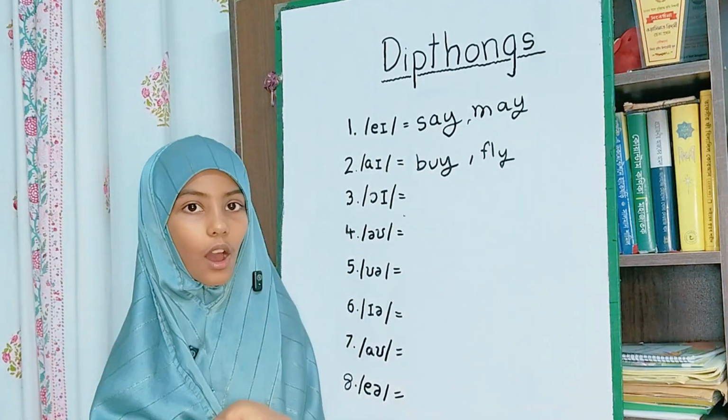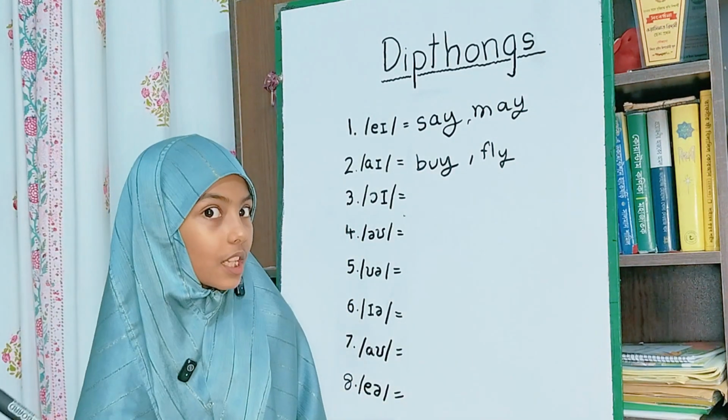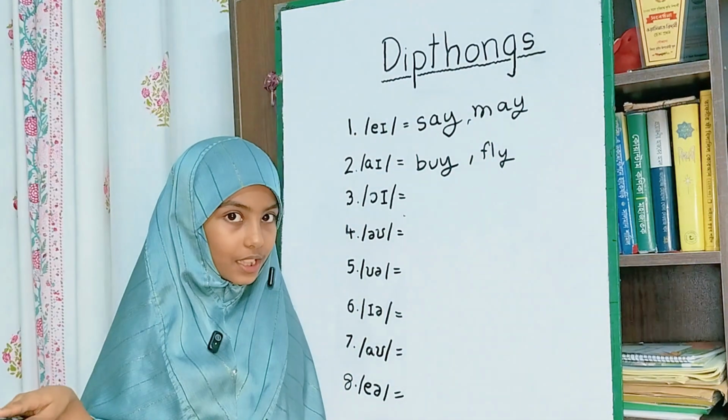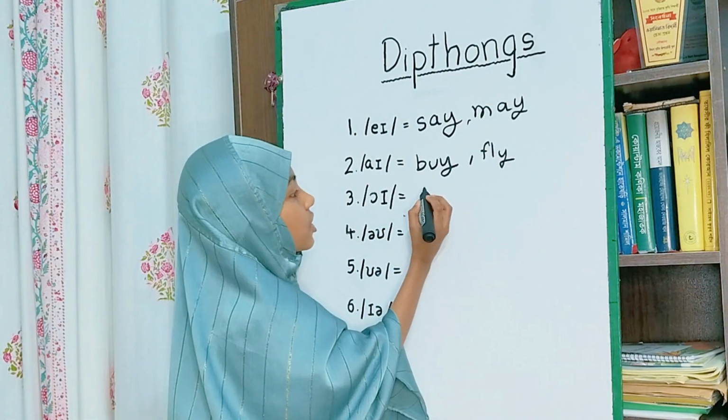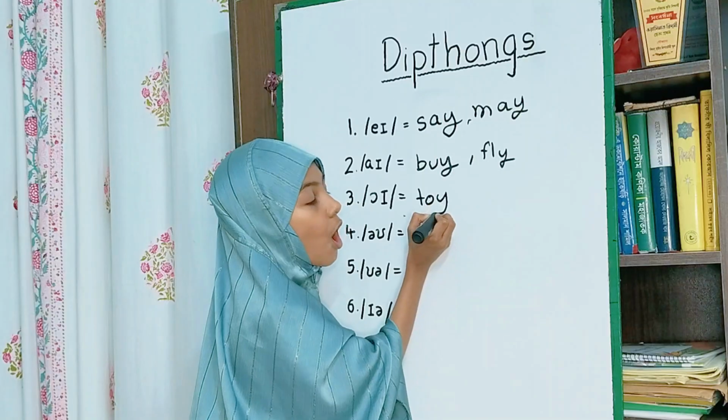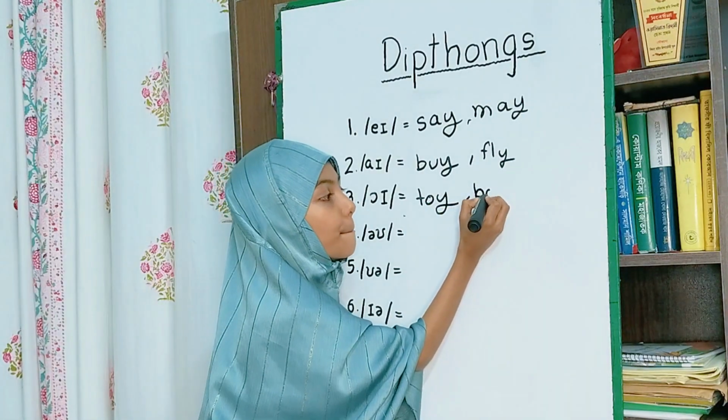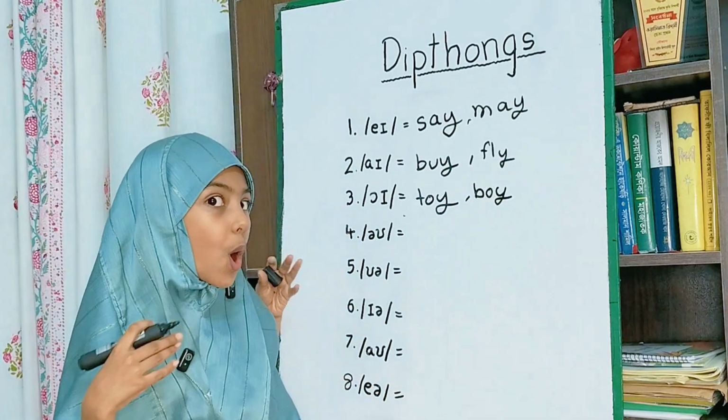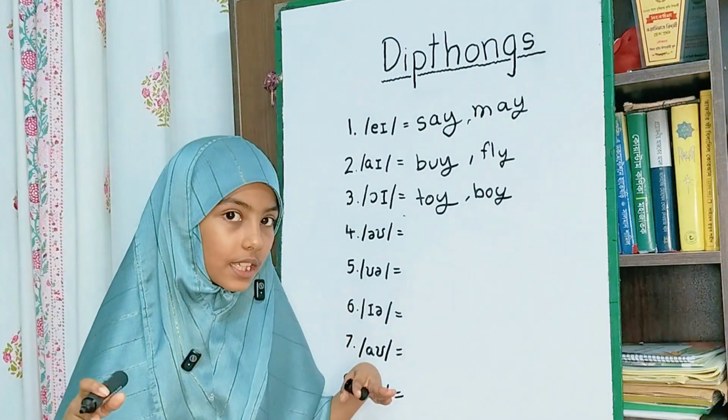Now, oi. Not o-e, oi, long vowel, such as toy, boy, koi.